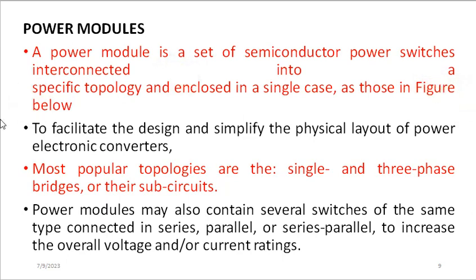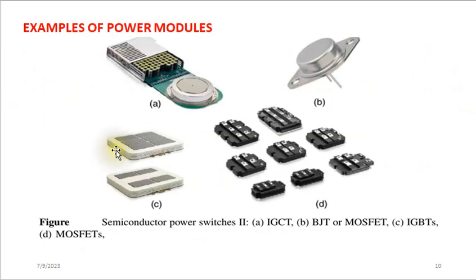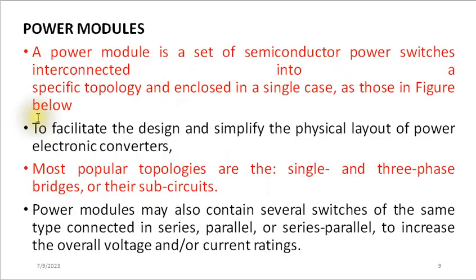And this is as shown in this figure. As you can see here, we have figures A, B, C, and D. We are going to talk about them more. The reason why they produce these power modules is to facilitate the design and to simplify the physical layout of these power electronics converters, so that it will be easier for the user to just take them and use them without the burden of arranging them himself.